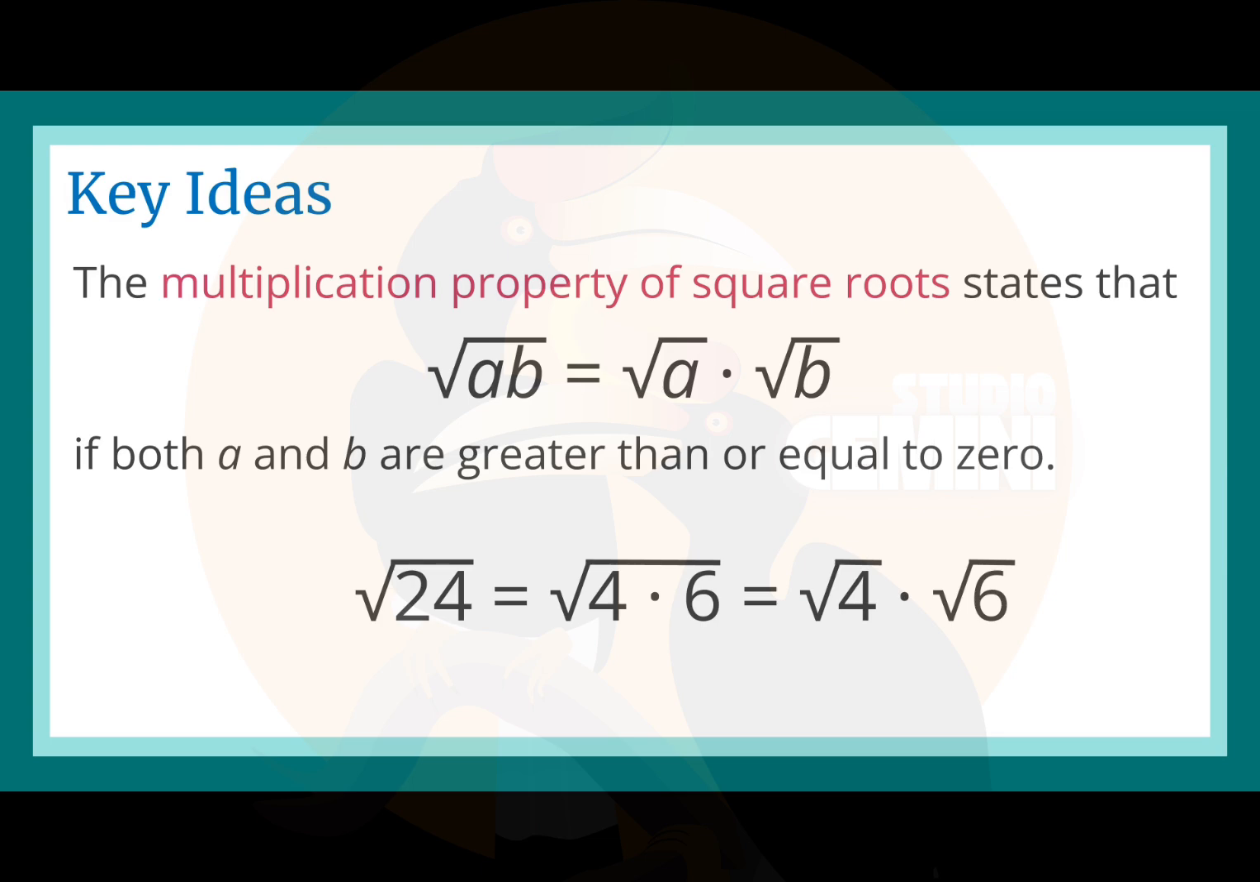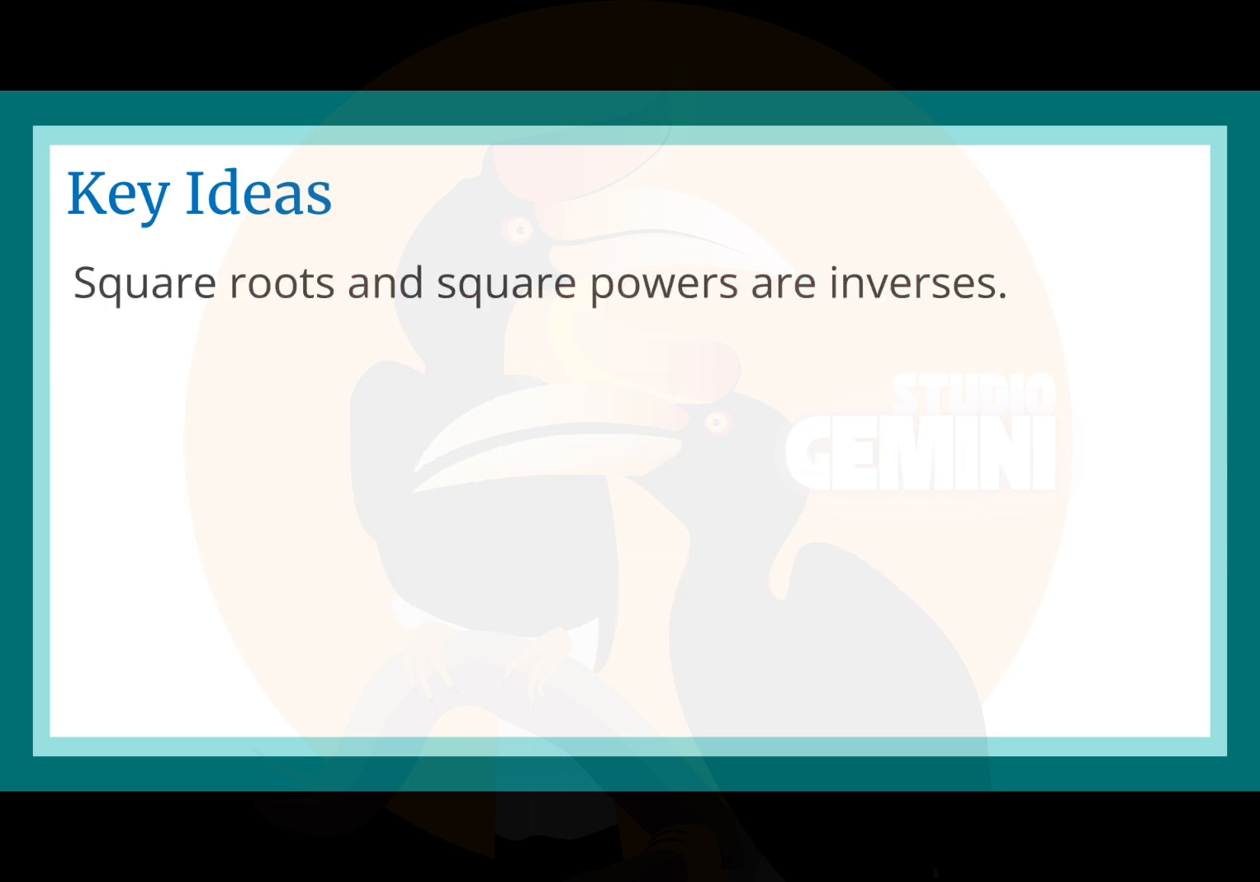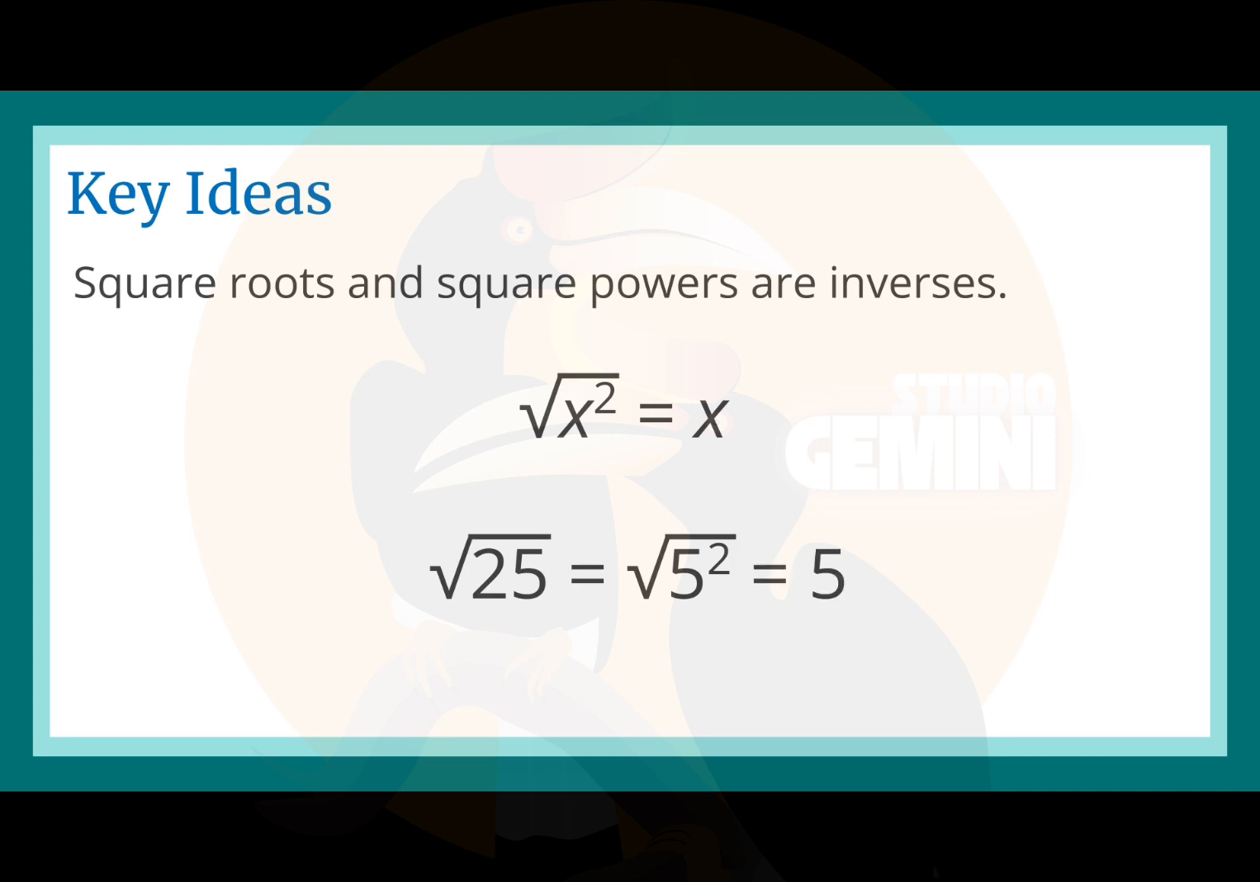The other key idea we'll use is that square roots and squared powers are inverses, so the square root of x squared is just x. Let's look at an example quickly. The square root of 25 can be rewritten as the square root of 5 squared. Since the square root cancels out the squared power, this is just 5.